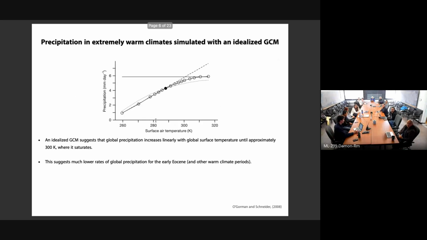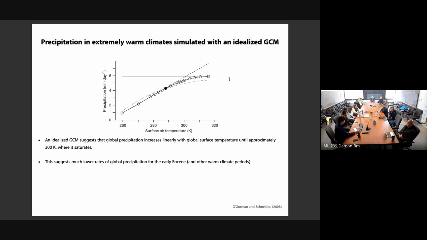The reason for this is there's a really nice paper from Paul Gorman and Tapio Schneider in 2008, where they took an idealized GCM and varied the optical thickness of the atmosphere. And they looked at how that scales with precipitation. What you see is that for global mean precipitation on the y-axis and global mean surface temperature on the x-axis, precipitation scales pretty linearly for colder climates up to today's climate. But as you get towards higher climate regimes, it begins to saturate. And actually, for every increase in global mean temperature, there's no increase in global mean precipitation.